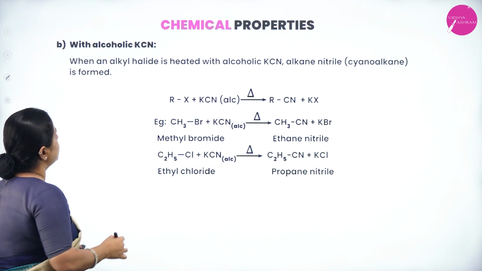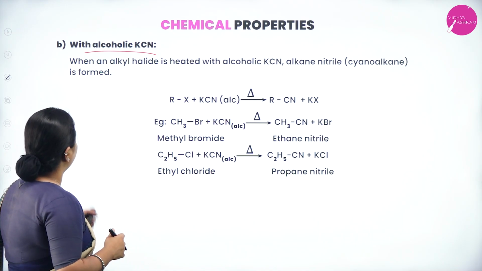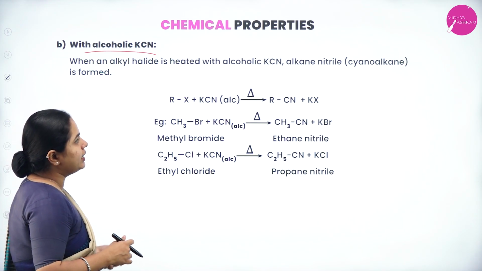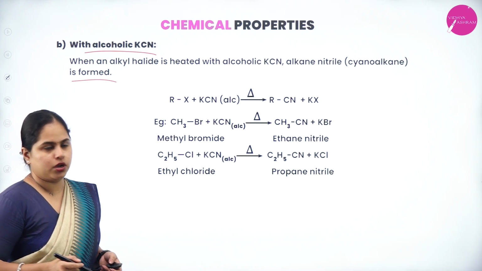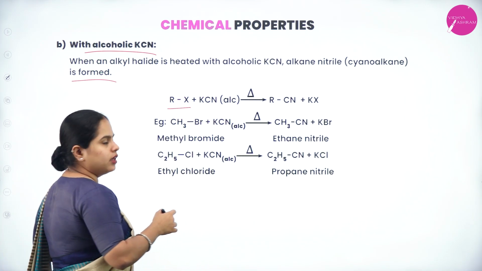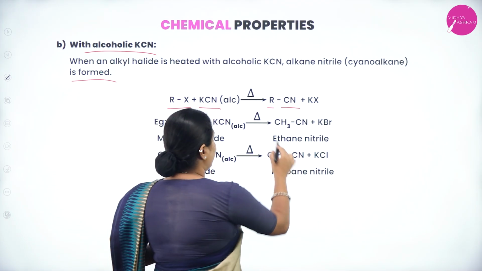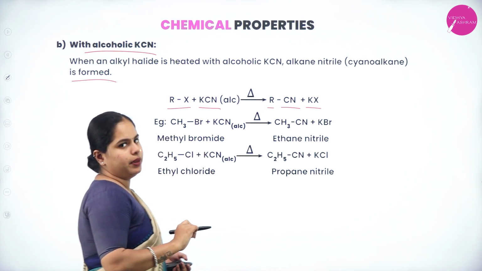Now the second one is with alcoholic KCN, that is potassium cyanide. When an alkyl halide is heated with alcoholic KCN, alkane nitrile, that is cyanoalkane, is formed. The general representation you can see here: alkyl halide reacts with alcoholic KCN and when it is heated, what will we get? RCN and KX, that is cyanoalkane we will be obtaining.